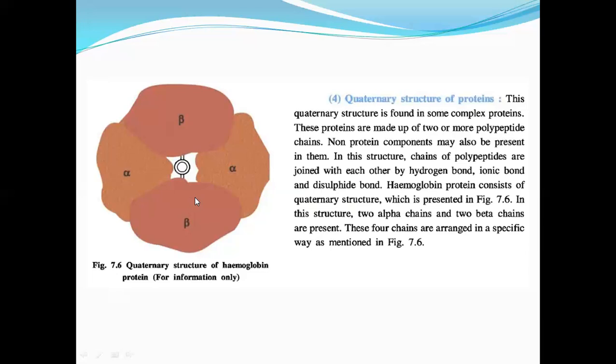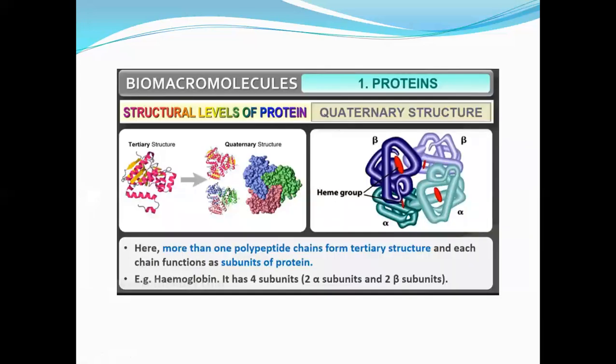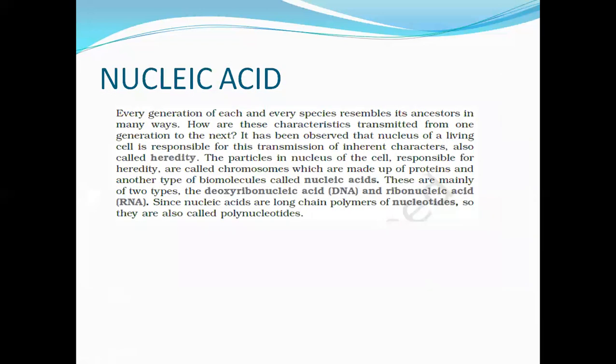So these are all the 4 structures of protein: primary, secondary, tertiary, as well as quaternary structure of the proteins. See here, you can see the heme groups are there. So hemoglobin has 4 subunits, that is, 2 alpha subunits as well as 2 beta subunits.